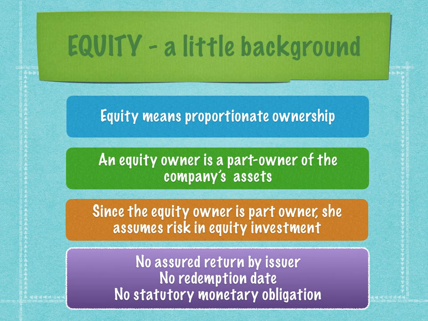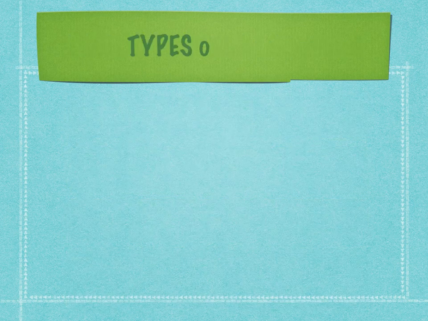There is no redemption date. Equity in a company is rarely extinguished except during events of corporate restructuring. And finally, there is no statutory monetary obligation. This implies that there are non-monetary obligations from the issuer, which includes getting shareholder approval for corporate restructurings, getting shareholder approval for dividend payments, etc. So there are a host of non-monetary obligations that the issuer has with respect to the concept of equity.